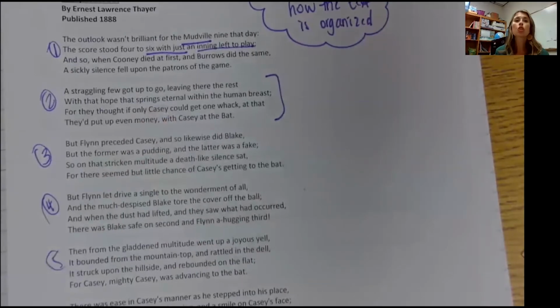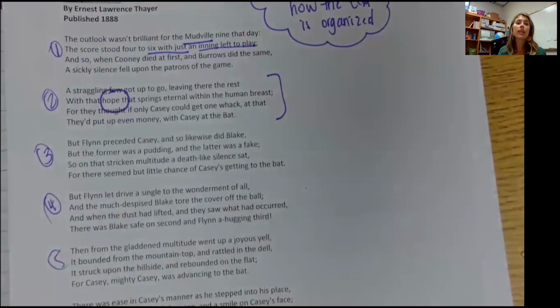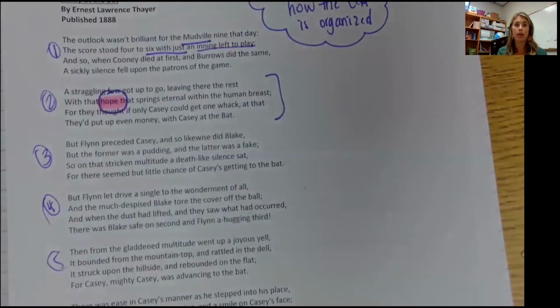So, we're trying to find out if the author uses this structure in a deliberate way to emphasize the emotions of his characters. What emotions do you think the fans are feeling here? I agree. The word is right there for us. Hope. They're feeling hopeful, thinking that a win is just within reach if they could get Casey to the bat. We're getting a sense of hope right here.